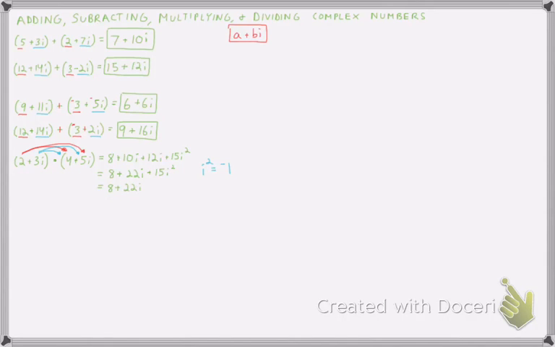We only have one i squared, so we'll substitute in right there as 15 times -1. And what we get is that 8 plus 22i minus 15. We combined our like terms, and we get that -7 plus 22i. And since that is in the correct form, this is our final answer.